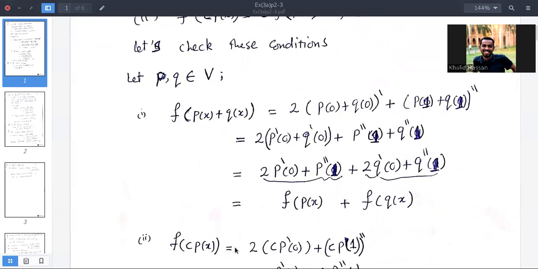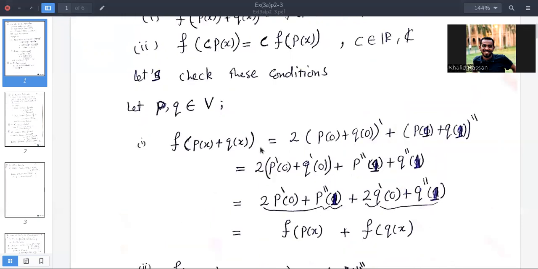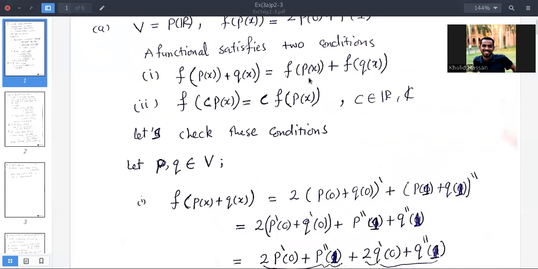So we rearrange the terms: take p dash of 0 with p double dash of 1 together, and q dash of 0 with q double dash of 1 together. So in fact this is f of p of x plus f of q of x. So we have checked the first condition.